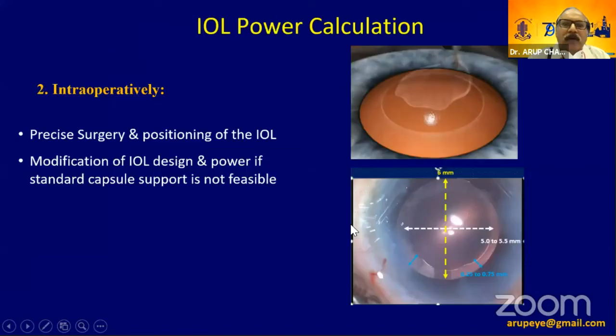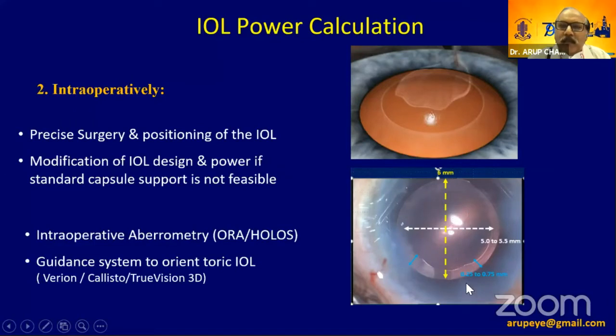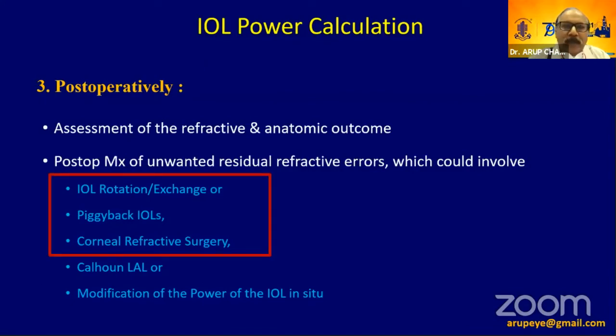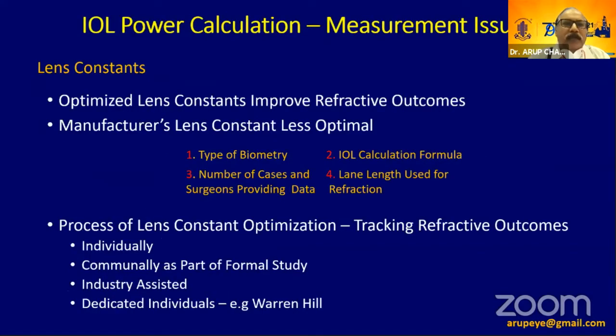Use a proper lens constant for optical biometer or ultrasound biometry. Intraoperatively, please make sure that you implant the lens within the capsular bag with an overlap of 0.5 to 1 millimeter of the rexis on the optic. And post-operatively is the moment of truth. Here you realize how you have been performing and whether you need to make changes to the way you perform the biometric workup of your patients.